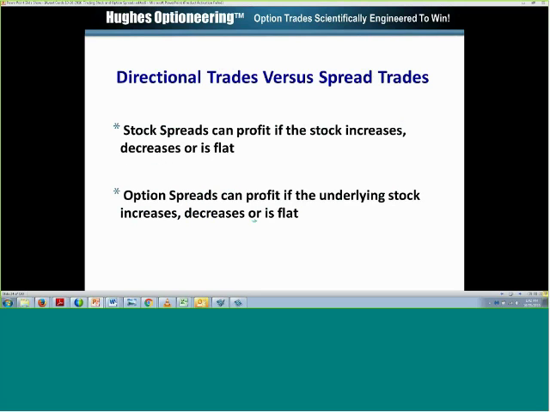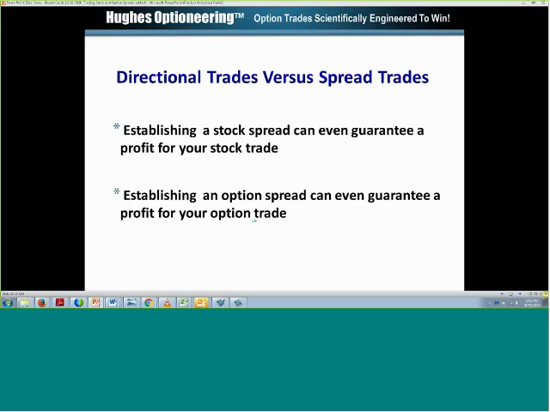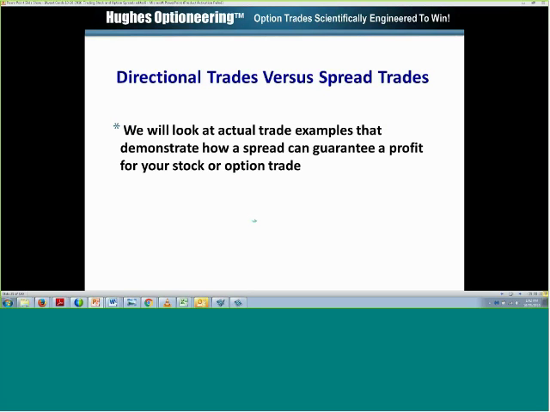There are 2 types of stock spreads. We'll show you examples of that in a minute. With stock spreads, you can profit if the stock increases, decreases, or remains flat. And with option spreads, you can also profit if the underlying stock increases, decreases, or is flat. And establishing a stock spread trade can even guarantee that you'll have a profit for your stock trade, and establishing an option spread can even guarantee a profit for your option trade, and we'll show you some examples of those.